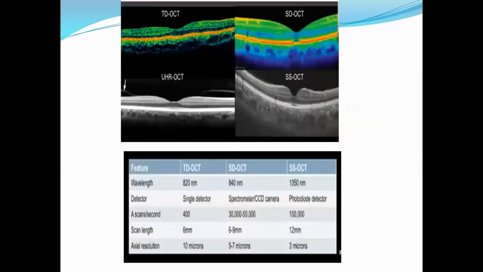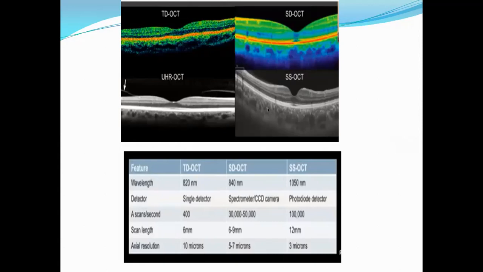Coming on to the swept source OCT, it uses a fine tunable laser of the wavelength of 1050 nanometer, which is higher than the infrared rays. So this translates into a very high number of A scans per second. Thus, the resolution of the image is very high in swept source OCT. Also, because of this higher wavelength, the penetration of the light is more.